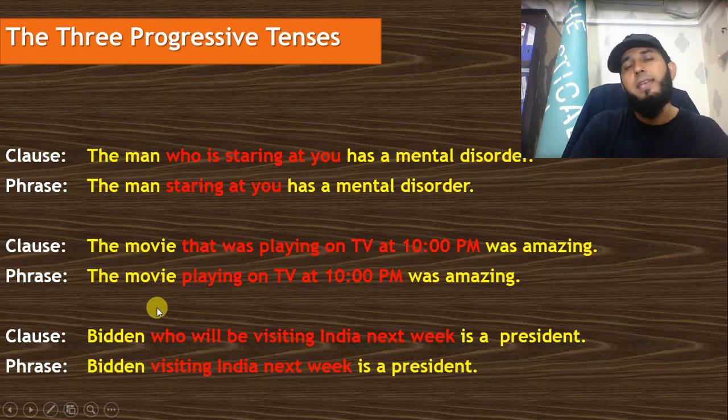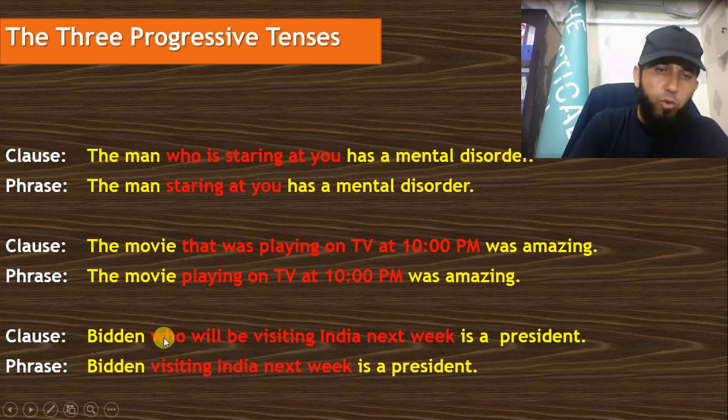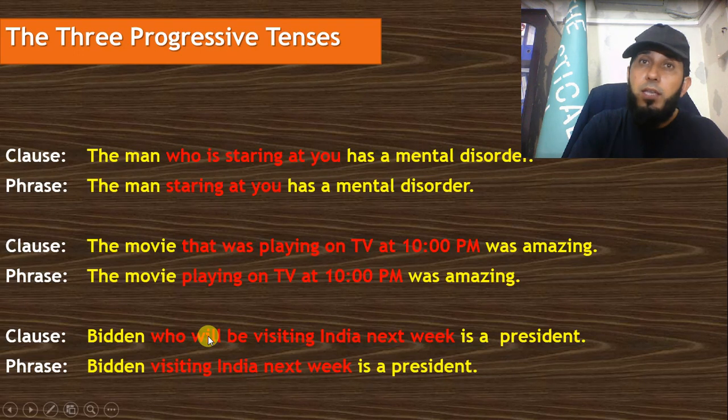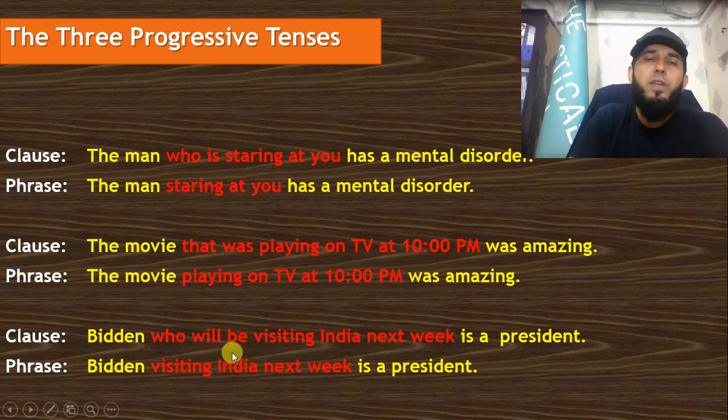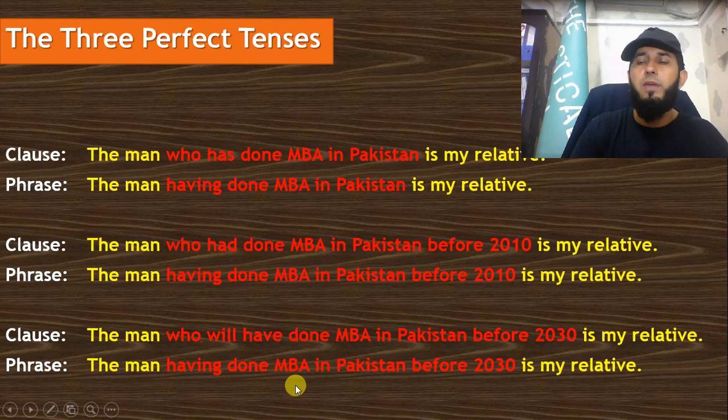And finally, look at the last example. Biden, who will be visiting India next week, is a president. So who will be visiting India next week is your adjective clause and the tense is future continuous tense. So what you do, you remove this relative pronoun who, you remove the auxiliary verb will, and you also remove the helping verb be. And it becomes just a modifying phrase. Now look at the second sentence: Biden visiting India next week is a president. So now visiting India next week is not an adjective clause anymore. It is a reduced adjective clause, or in other words, it's a modifying phrase.